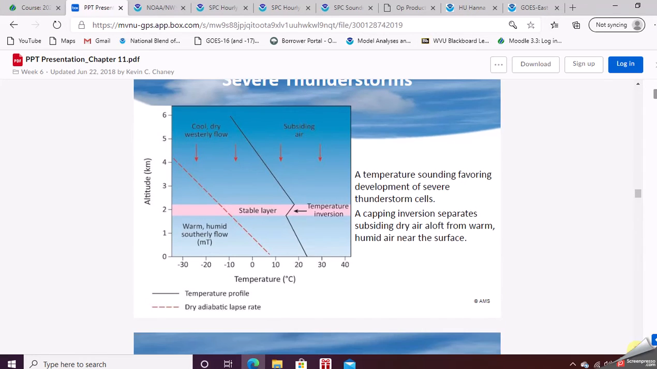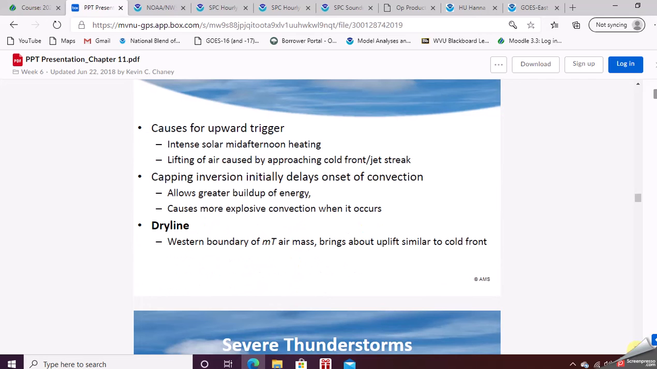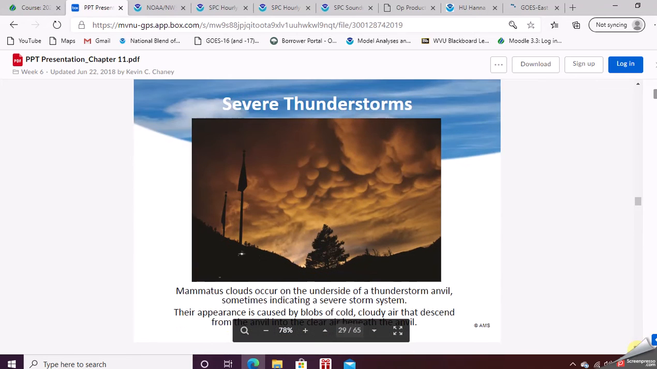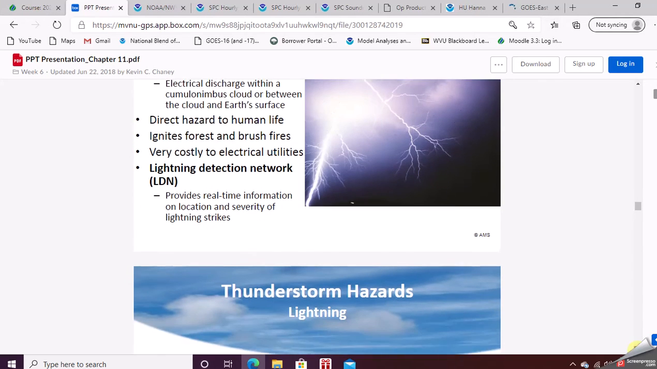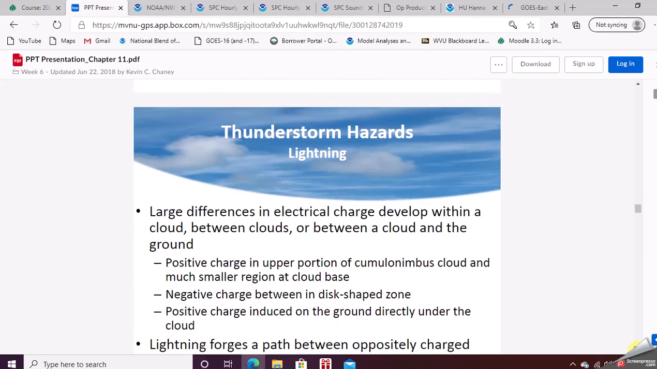And here you can actually see, just talking about that, one of the things you want is more sunshine. The hotter the air gets, obviously the stronger the convection could become. Lightning is a byproduct of a thunderstorm.